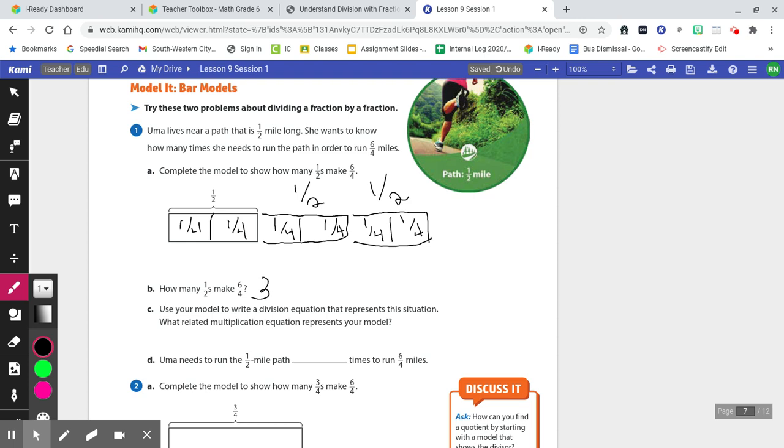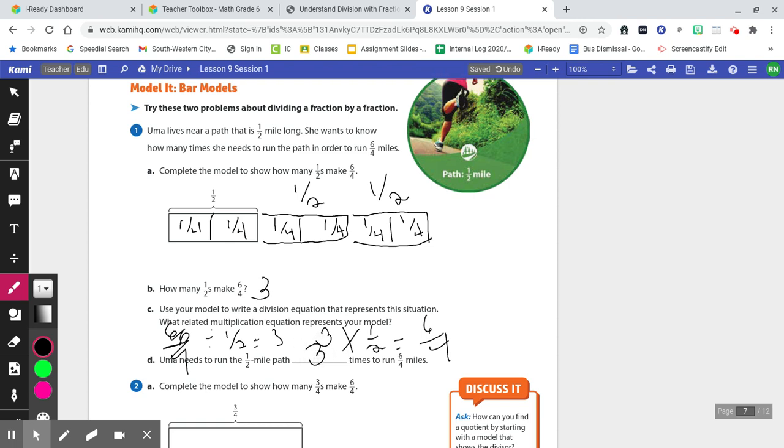You should have written 6/4 divided by 1/2 is equal to 3. What's my multiplication? Just the opposite. 3 times 1/2 is equal to 6/4. That would be our multiplication. So Uma needs to run the 1/2 mile path 3 times to run 6/4 mile.